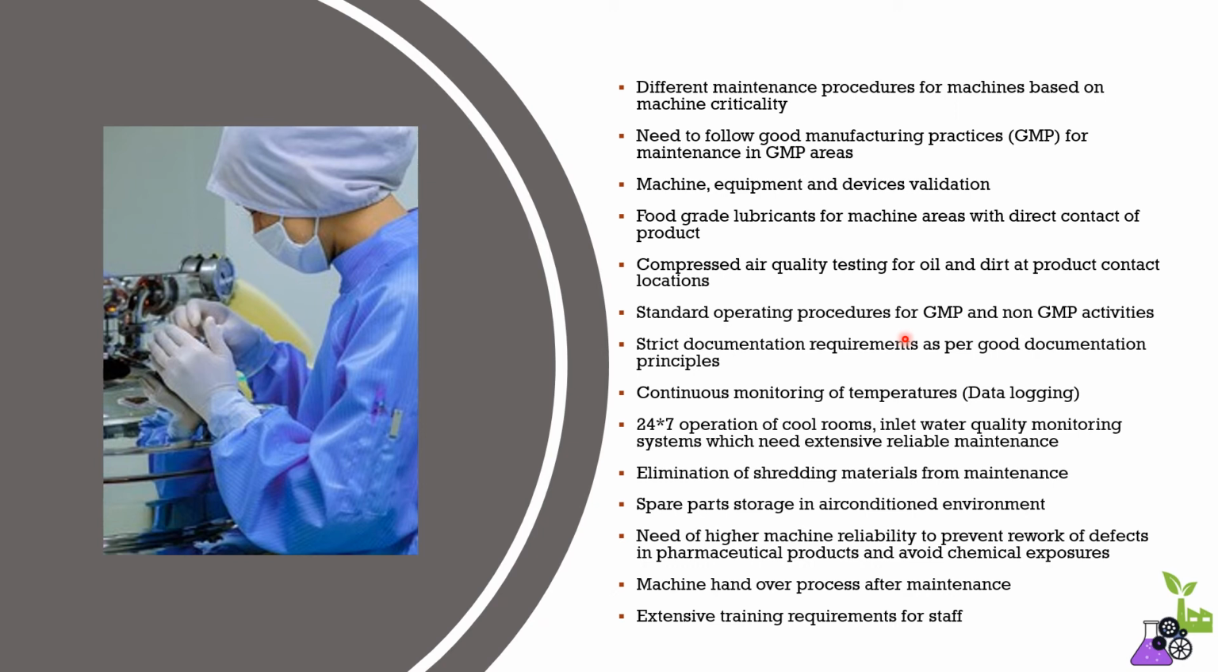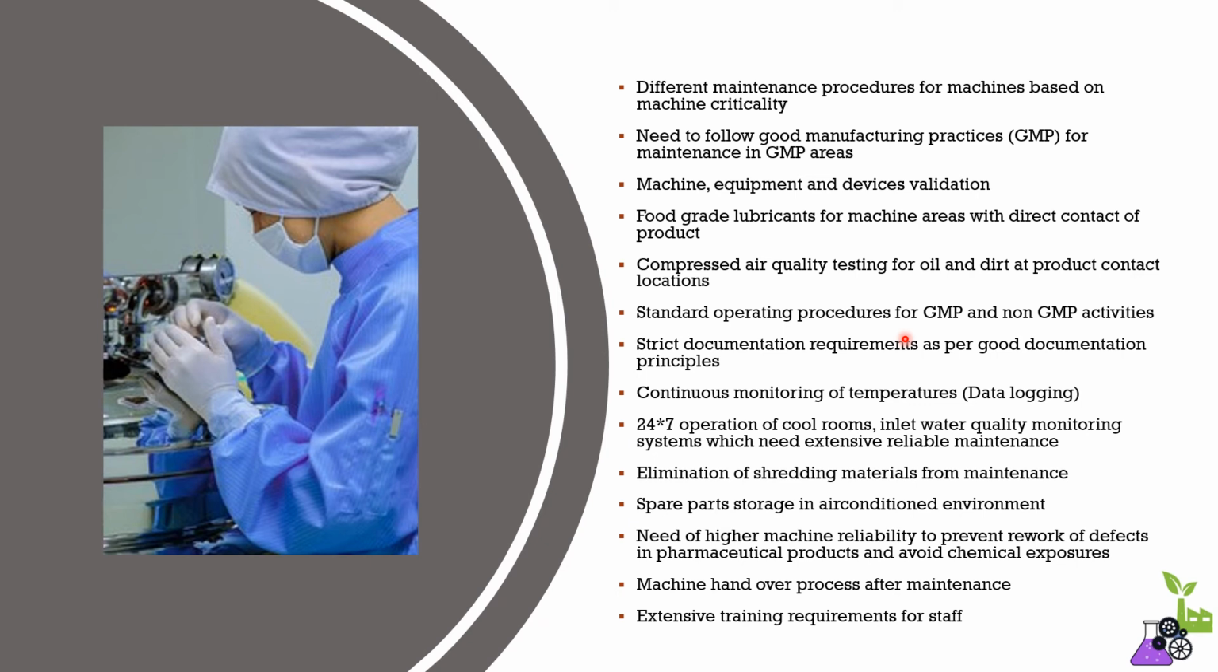Moving to the next one, it's elimination of shedding materials from maintenance. Shedding materials, again I described this during the GMP explanation. Shedding materials may contaminate the product, so such materials are eliminated from manufacturing areas for pharmaceuticals as well.